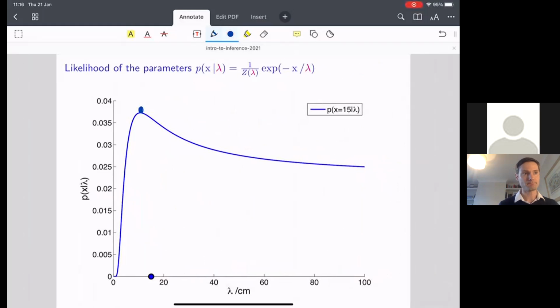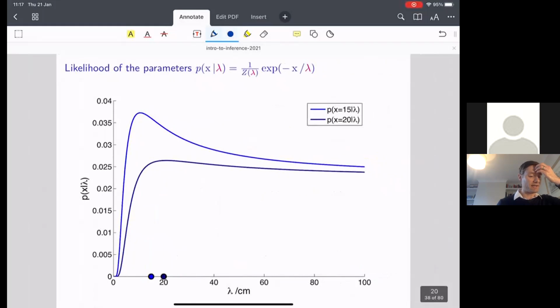So this hopefully gives you some intuition for how these likelihoods of the parameters can rule some parameters in and some parameters out. And in a real posterior, we wouldn't just have one of these. If you have multiple data points, you have multiple likelihood terms, which are all multiplied together. So let's look at what happens in that case.